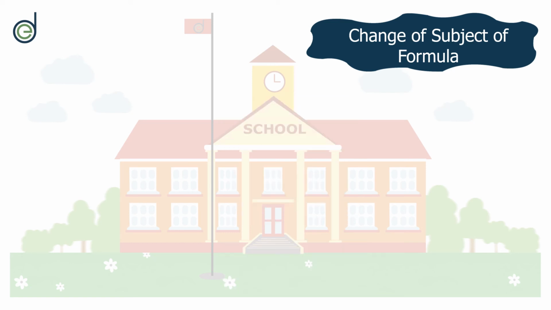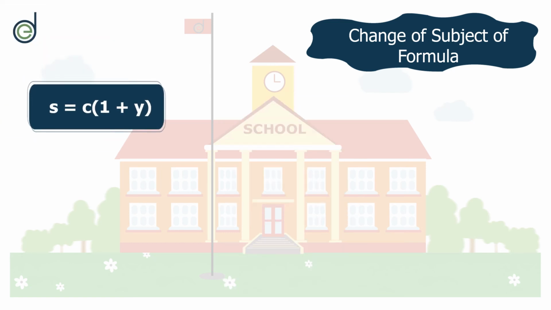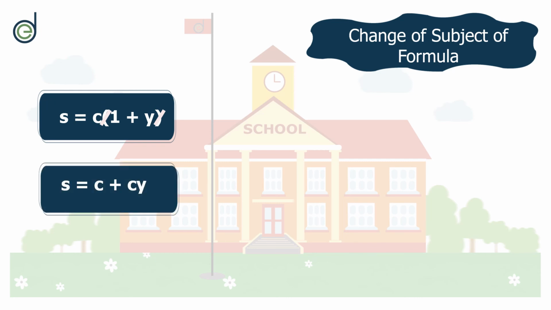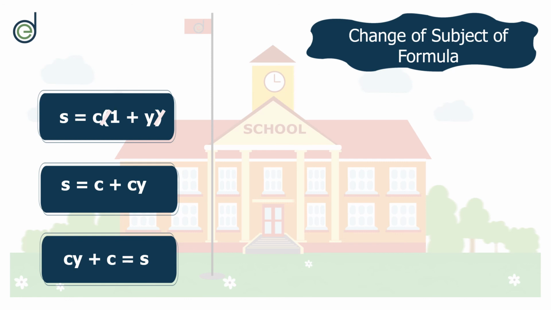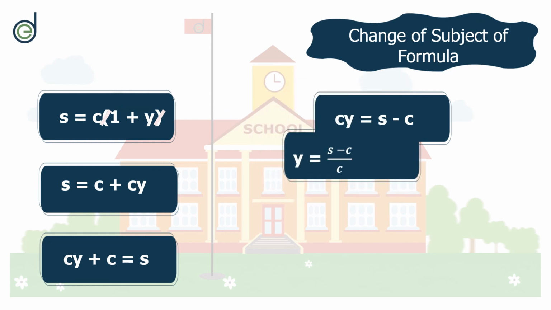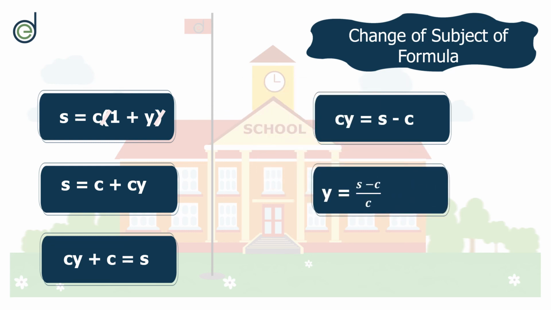Now, let us solve an example. Given S equals C bracket open 1 plus Y, make Y the subject of the formula. Expanding the bracket, we get S is equal to C plus CY. This is also the same as CY plus C is equal to S. Moving C to the other side of the equation, we get CY is equal to S minus C. Lastly, we divide both sides by C to get Y is equal to S minus C divided by C.